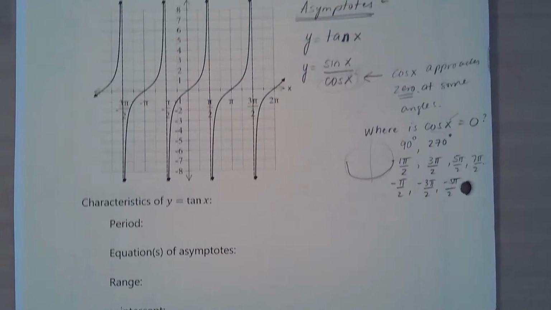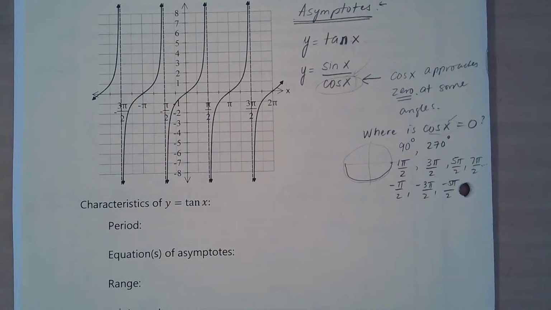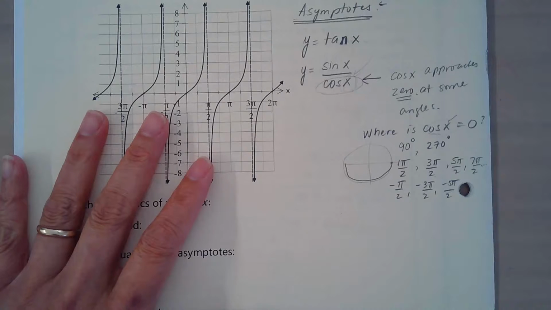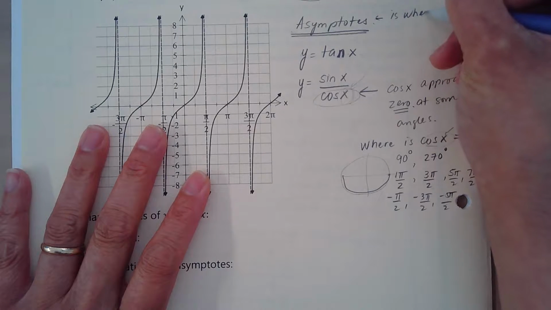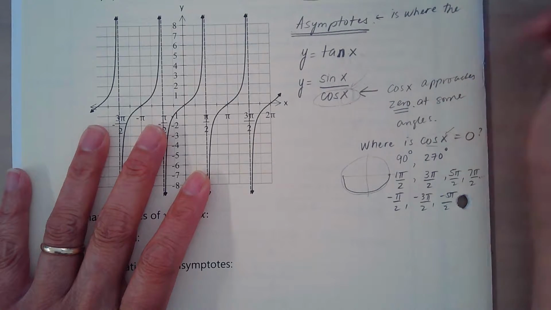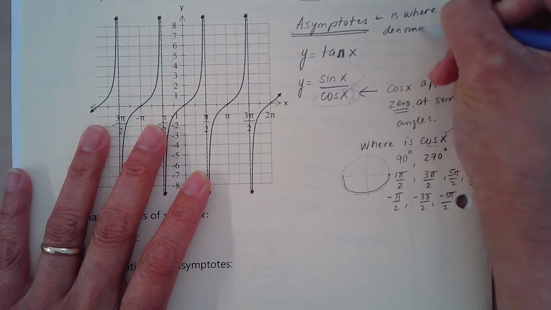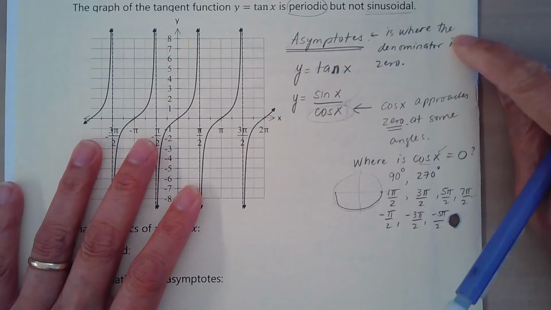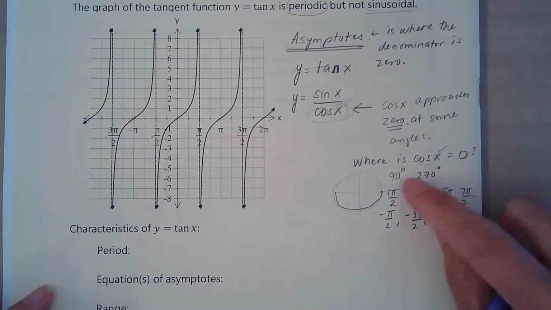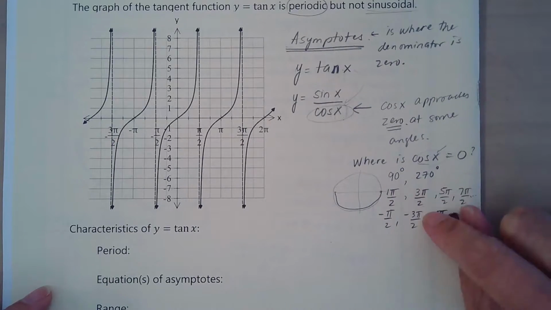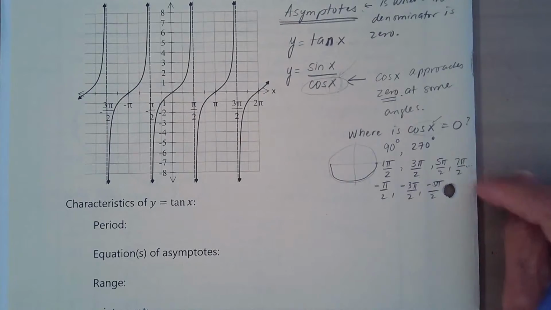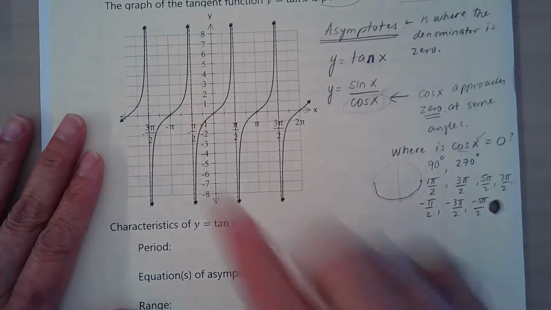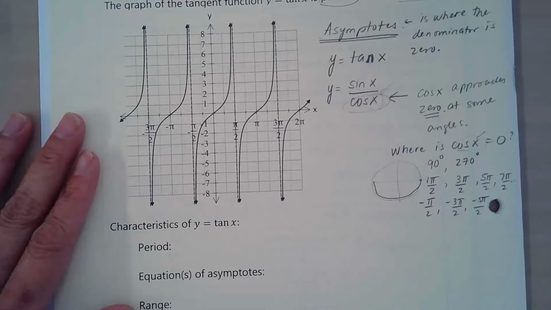So, where are the asymptotes? Asymptotes are where the denominator is 0. And where is the denominator 0? At what angle? It's going to be pi by 2, 3 pi by 2, 5 pi by 2, and so on. So this is where the asymptotes are, right? And that's what's true.